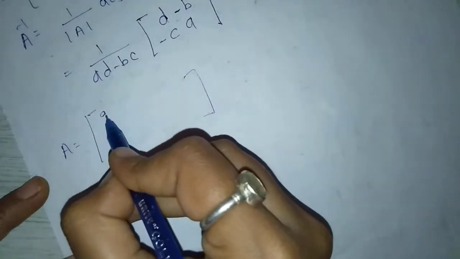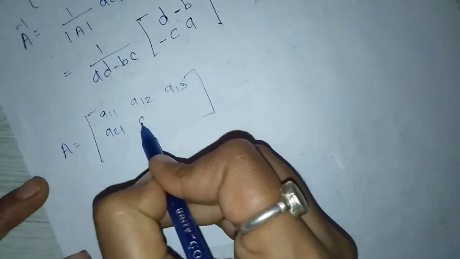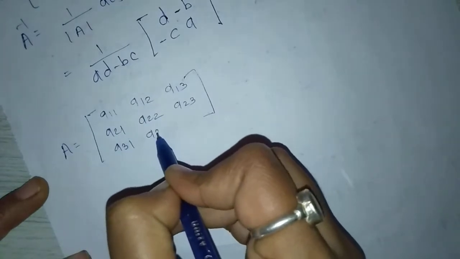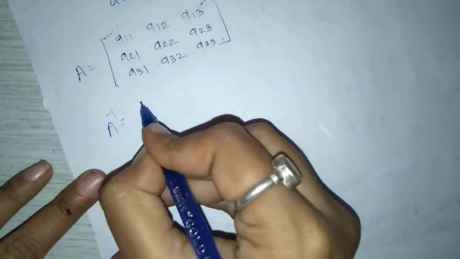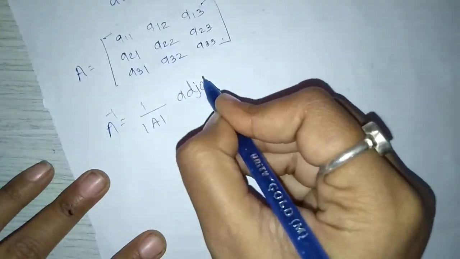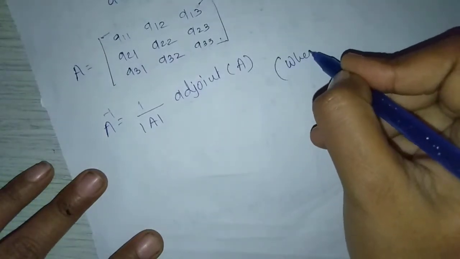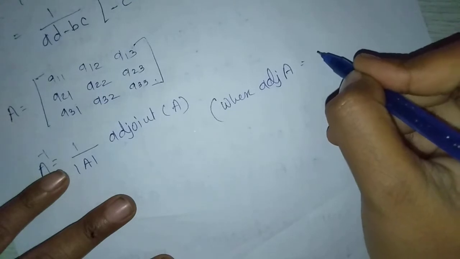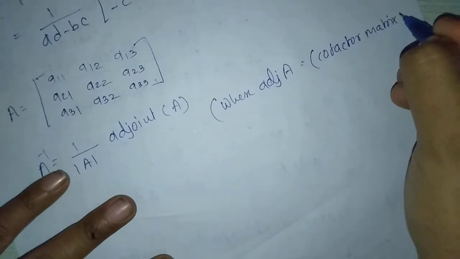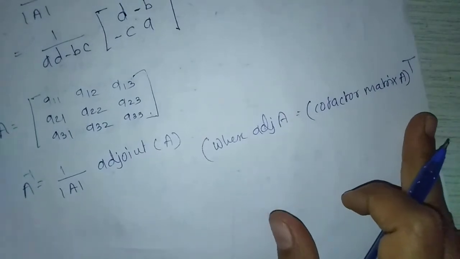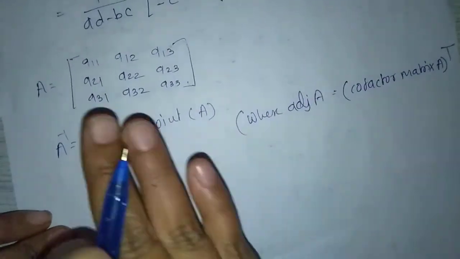Now to find the inverse of a 3 by 3 matrix A with entries A11, A12, A13, A21, A22, A23, A31, A32, A33, first find the cofactor matrix and then the transpose of the cofactor matrix, which equals the adjoint of A. A inverse equals 1 upon the determinant of A into the adjoint of A, where the adjoint of A equals the transpose of the cofactor matrix of A.